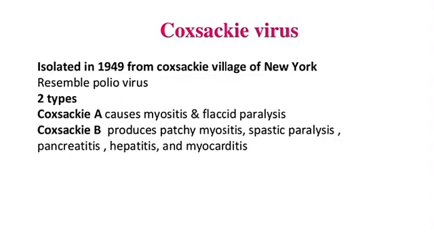Coxsackie virus. These were isolated in 1949 from Coxsackie village of New York and resemble the poliovirus. They are of 2 types. Coxsackie A causes myositis and flaccid paralysis. Coxsackie B produces patchy myositis, spastic paralysis, pancreatitis, hepatitis and myocarditis.